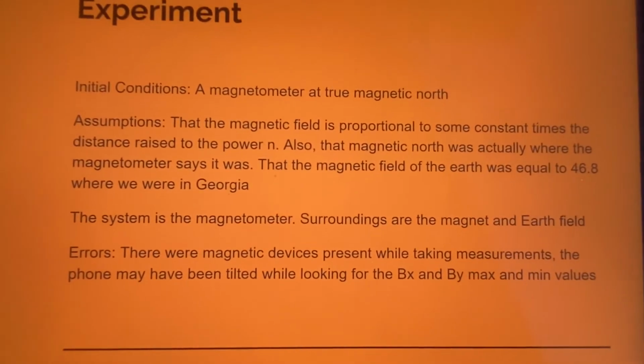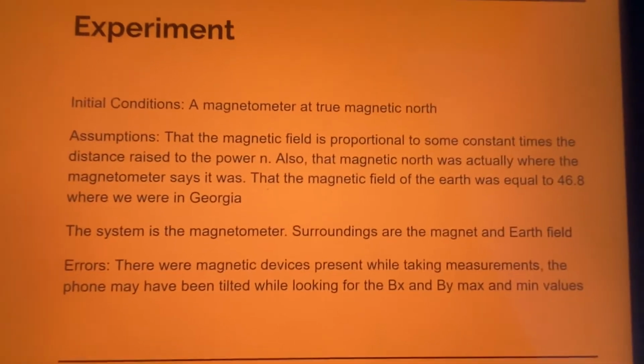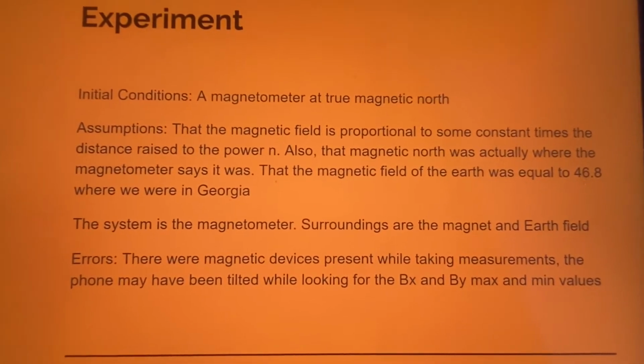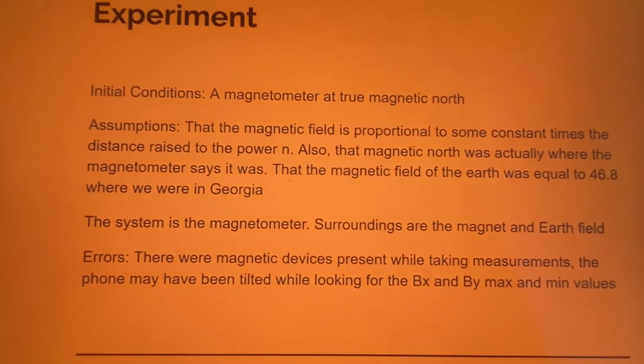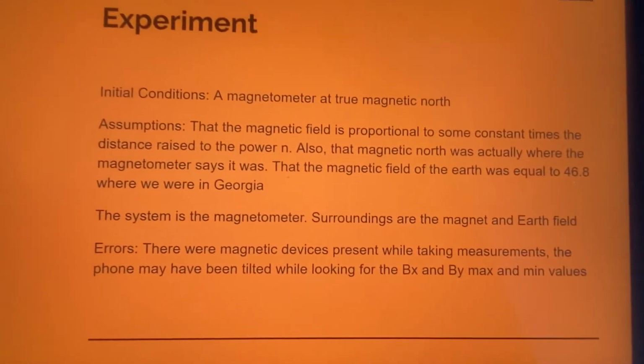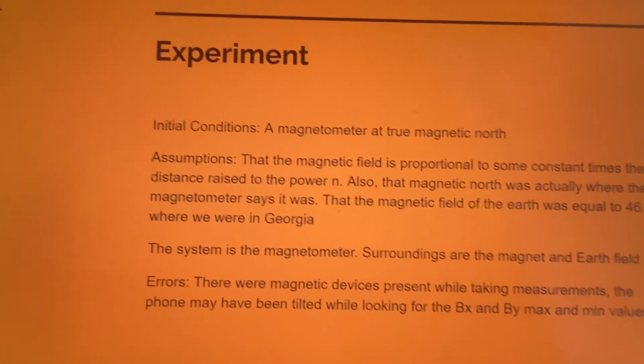The system is the magnetometer, the surroundings are the magnet and the Earth field. Some errors were that there were magnetic devices present while taking the measurements. The phone may have been tilted while looking for Bx and By max and min values to find where exactly the magnetometer was. And also just so much human error, just so much fiddling with the phone and making sure that it was at the right and appropriate angle.